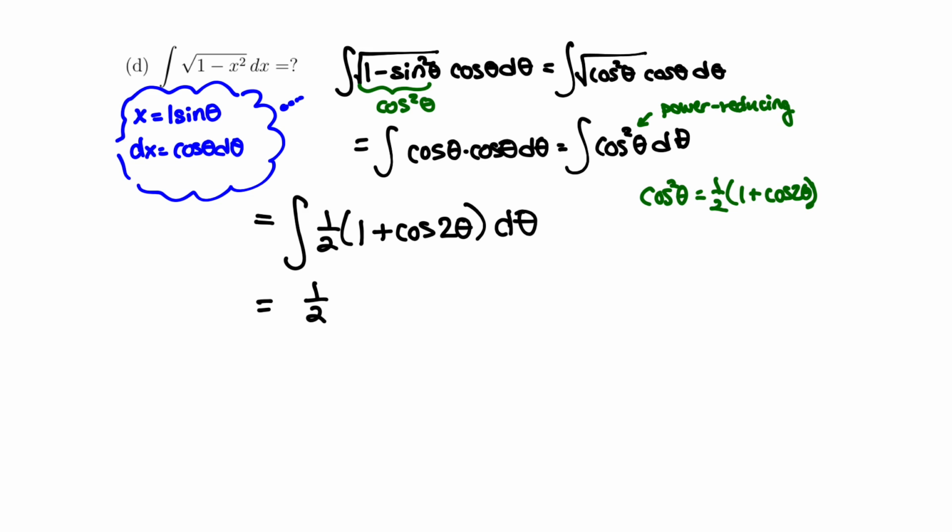So let's see. Are you guys getting 1/2 theta plus 1/2 times 1/2 sine 2 theta? Is that right? Did we do that right? I can distribute that half if I want to.